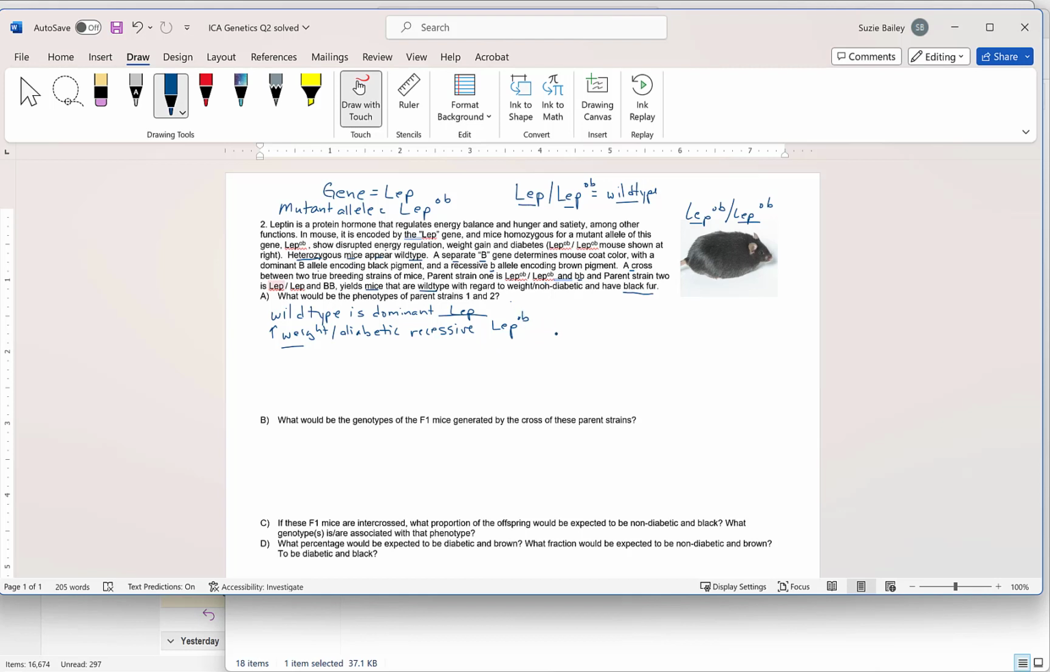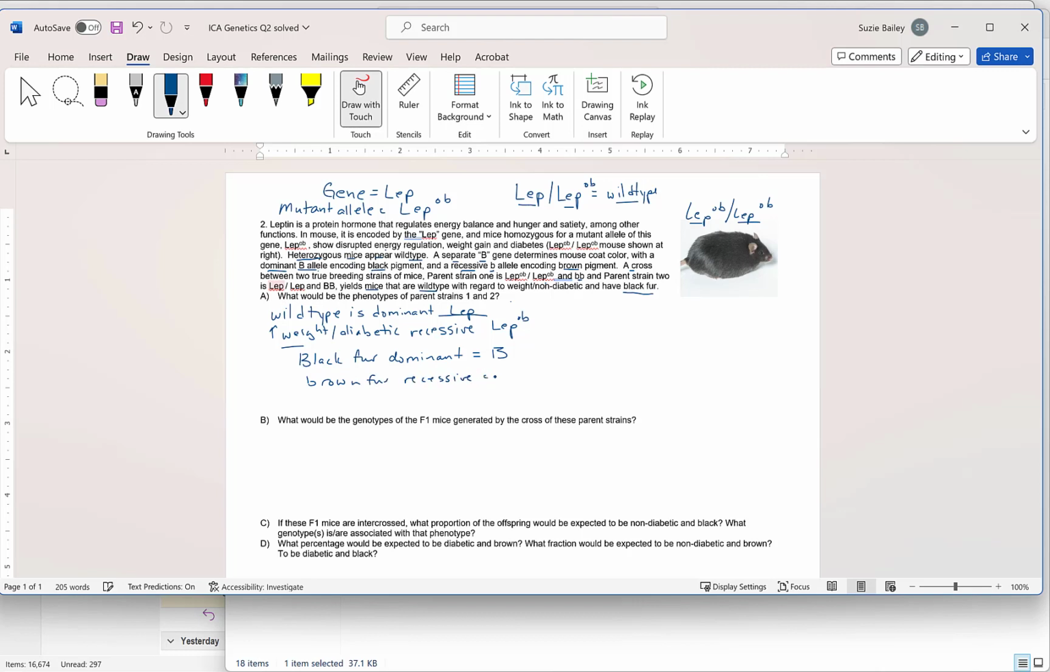All right, so that's going to help us figure out the phenotypes of our parent strains 1 and 2. Now with regard to our B gene, we're told that this allele, capital B, encoding the black pigment is dominant. We don't have to even figure it out, right? The recessive lowercase b allele encodes the brown pigment, so we know the dominance relationship here. Black fur is dominant over brown, and the black fur allele is the capital B.